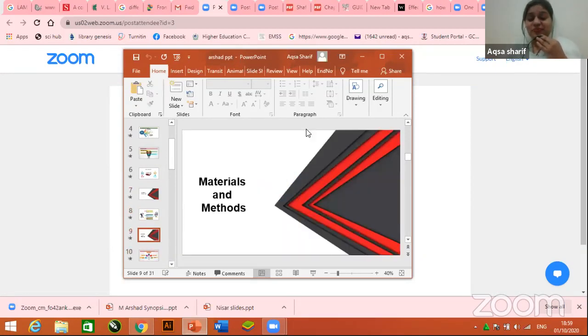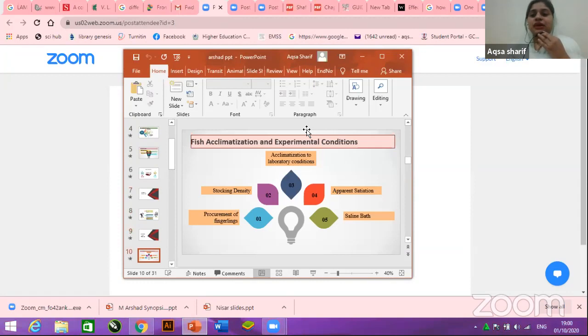And these are the materials and methods which I followed during the trial period. Actually, I conducted a 70 day feeding trial in the laboratory of the Government College University, Faisalabad, Pakistan. And first, I procured the fingerlings from the Government Fish Seed Hatchery, Faisalabad.